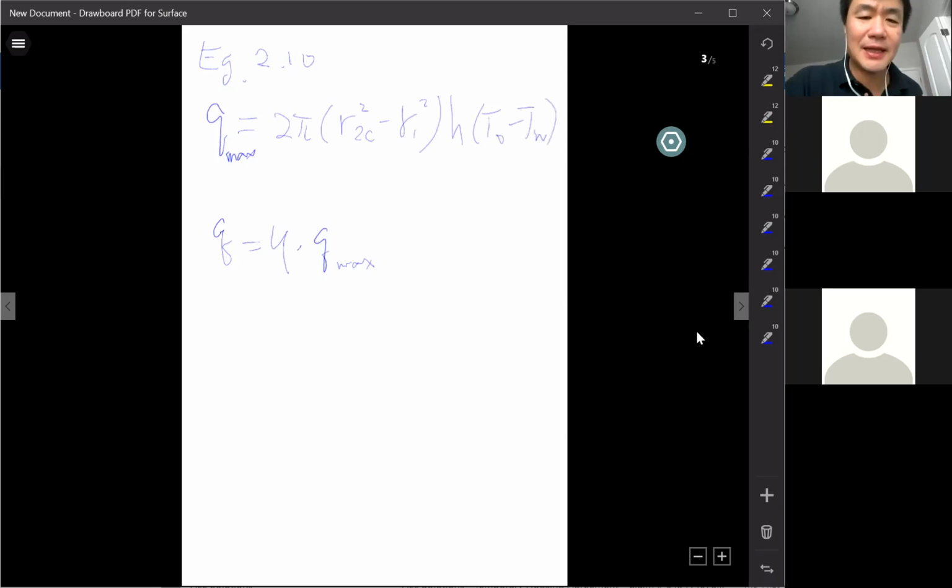Okay, so let's look at this equation. See if everybody understands this equation. Look at your figure of the circumferential fin. I think it's figure 2.12. Take a look. See if you understand this equation. First of all, pi r2c squared. What does that mean?